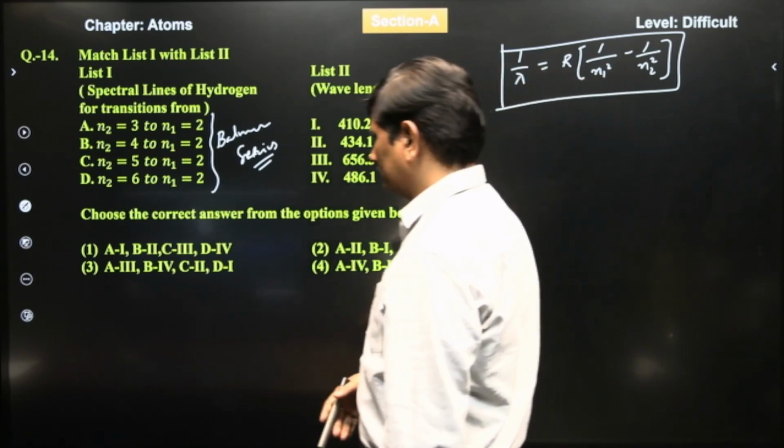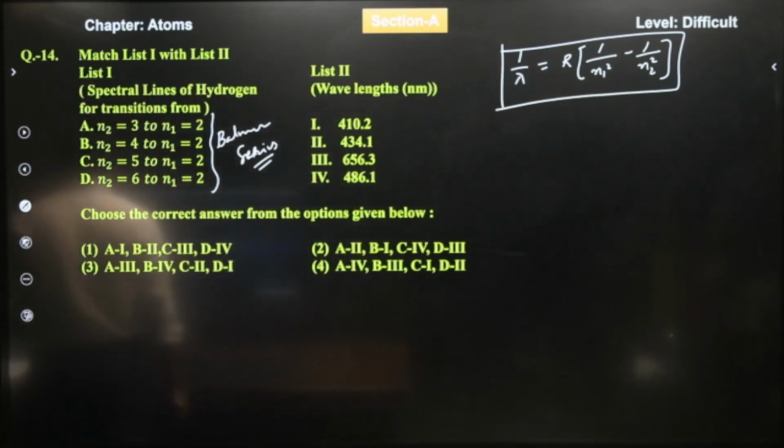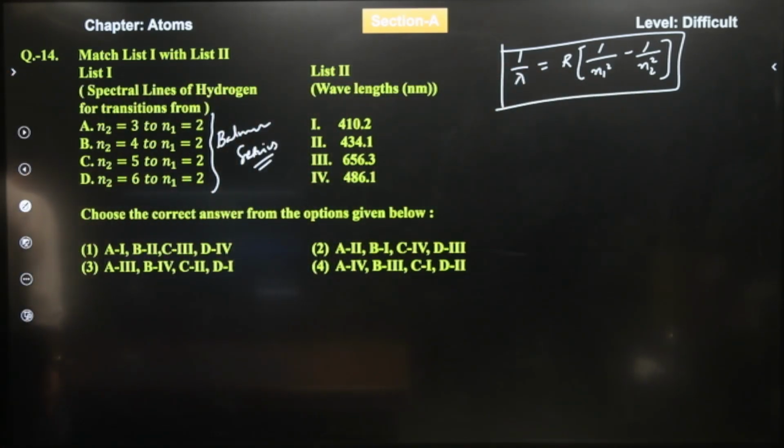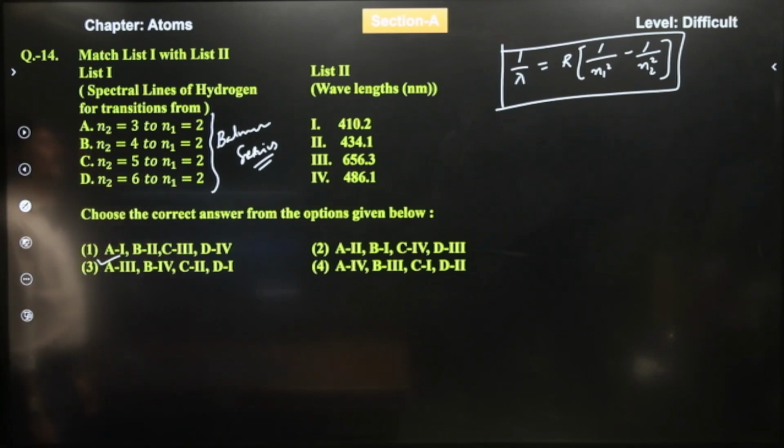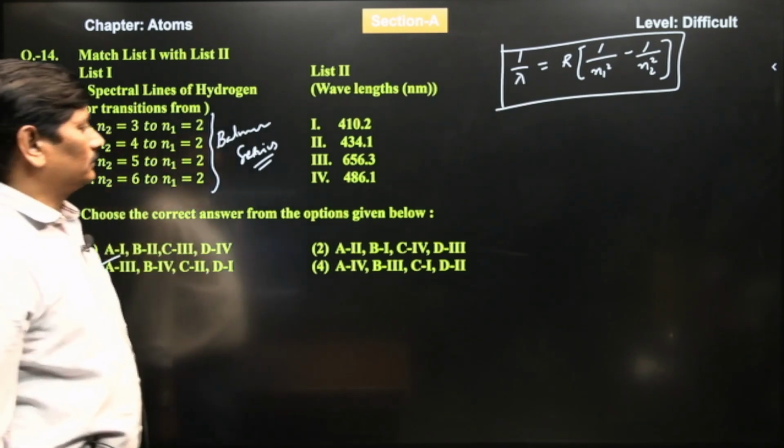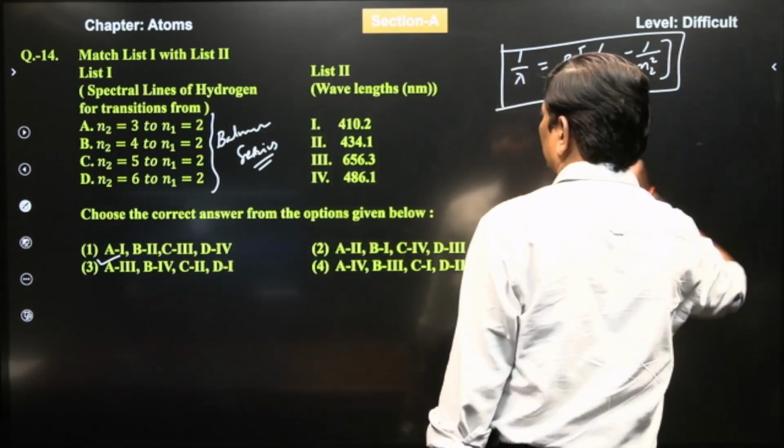You will get the answer. Simple. You will get the third one. Yes, that formula is enough, but calculation is needed. 4 times you have to calculate, that is why it is kept in the difficulty level.